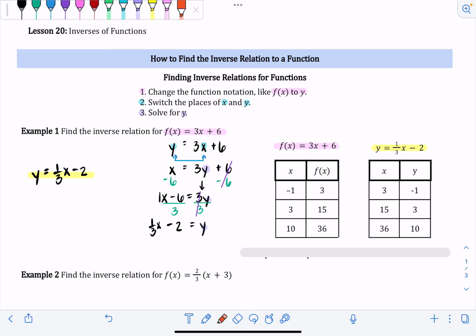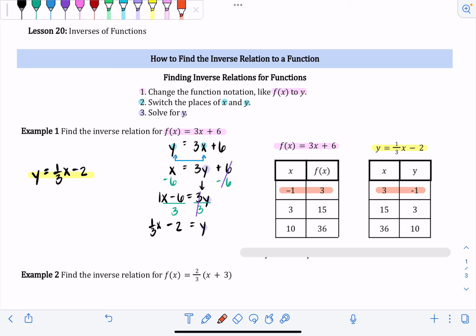So if we look at each point one by one, on f of x, the first point is (-1, 3). And on our inverse, the first point is (3, -1). So they have the same two numbers, but they just switched locations. They switched input and output.